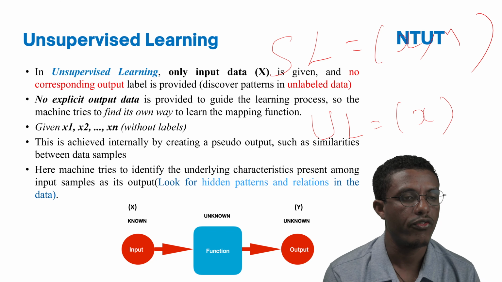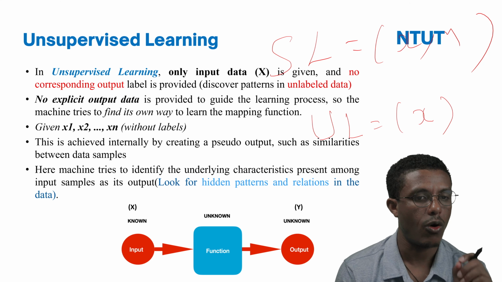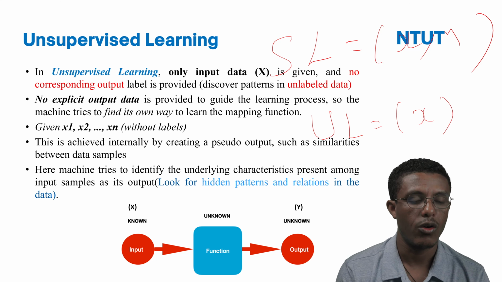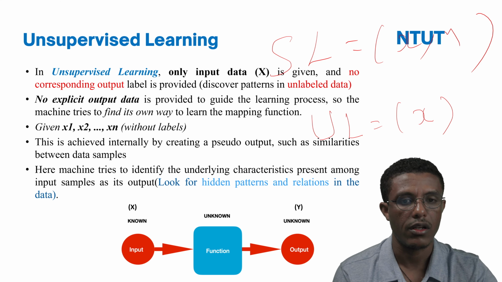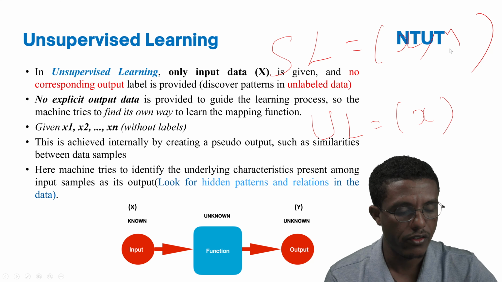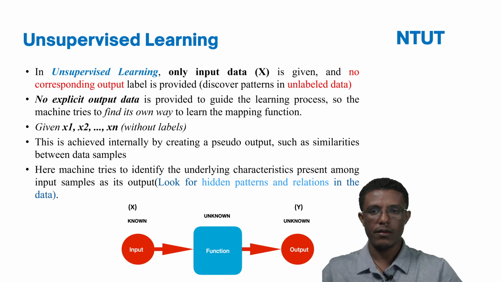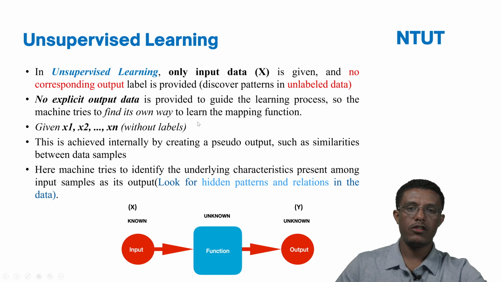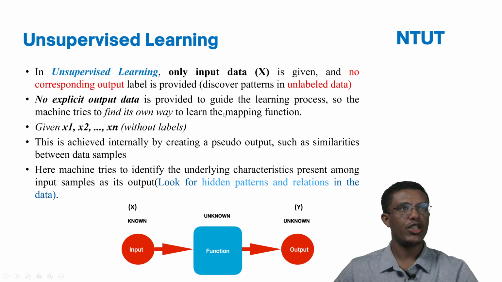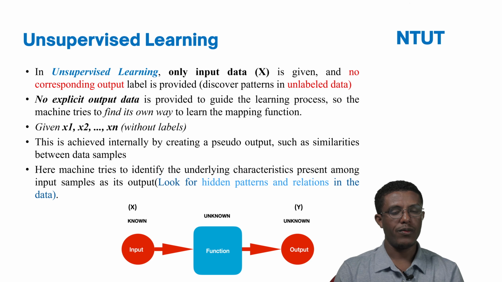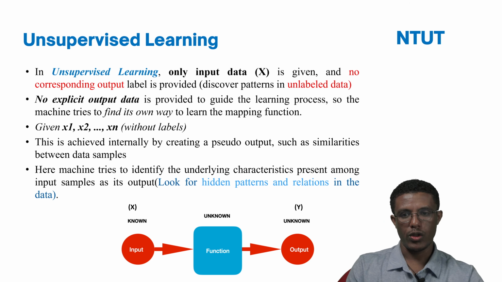If the data nature is such that we only know the X value, but we don't know the Y value, that means we should use unsupervised learning. That is the difference from supervised learning. So it discovers patterns in unlabeled data. No explicit output data is provided to guide it. So the machine tries to find its own way to learn the mapping function between the data. Based on the input data, it just tries to map the relation and then find the output values.